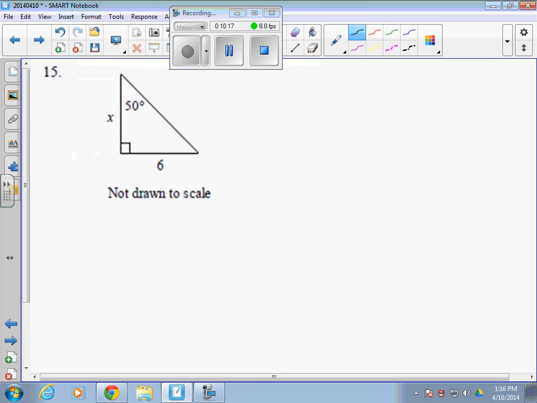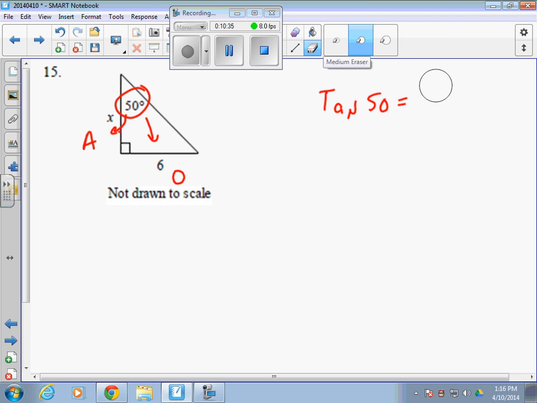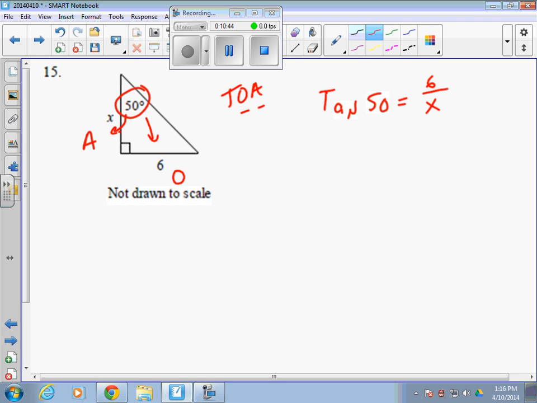Same thing here, we're looking for x from 50, that's an adjacent side, and 6 is an opposite side. Again, we're using an adjacent and an opposite. Okay, so that's tangent again. So tangent of 50 equals the adjacent, which is, wait, it's not adjacent, it's TOA, T-O-A. That means opposite over adjacent. So tangent of 50 equals 6 over x, and this is why we were using cotangent and stuff. But this is probably an easier way for most of you to do it.